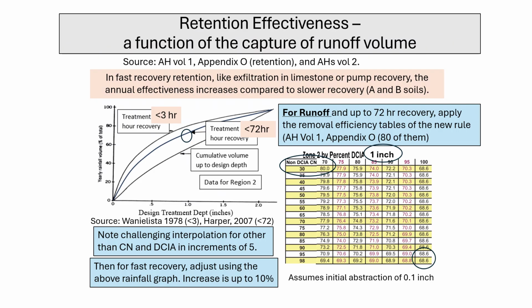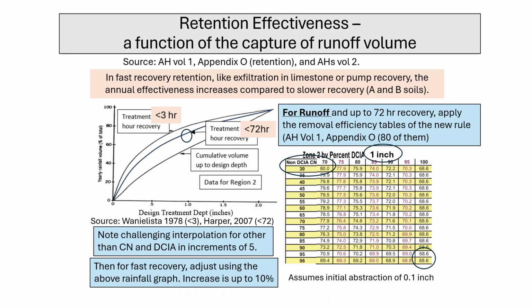Retention effectiveness is fundamentally a function of how much runoff volume a system can capture over time. When we consider fast recovery retention systems, such as exfiltration in limestone or those utilizing pump recovery, the annual effectiveness significantly increases compared to systems with slower recovery times, like those found in less permeable A and B soils.